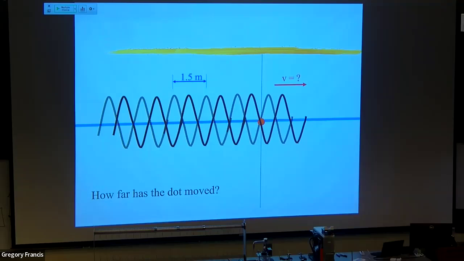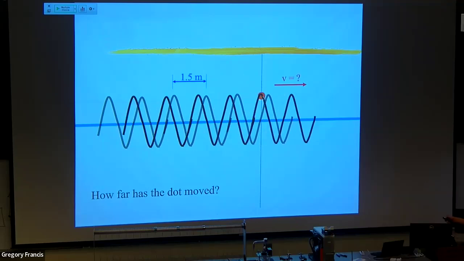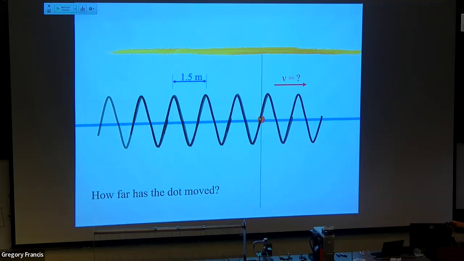And then the wave moves further to the right, and this orange dot goes back to equilibrium. How far has it moved now? Well, one centimeter down, 1 centimeter up, it's moved 2 centimeters. But we haven't gone one wave yet. We've only gone half a wave. So now that orange dot goes from equilibrium to the top turnaround point. Now it's moved 3 centimeters. And now it goes back to equilibrium, and one wave has gone past, and the dot has moved 4 centimeters.